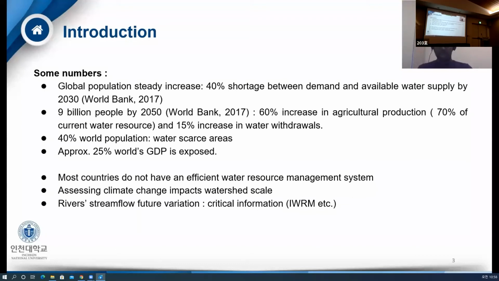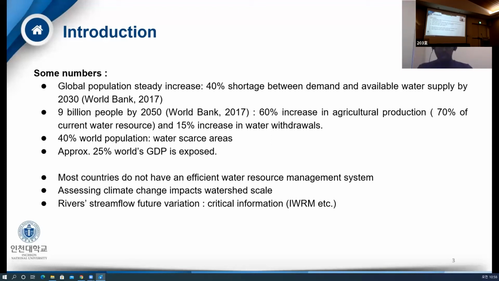However, water scarcity is already a challenge for most countries. Now they need to take the increased demand as a critical factor for water management. Precisely, in 2017, researchers estimated that 30% of the world population live in water scarce areas, and approximately a quarter of the world's GDP is exposed to this challenge. Therefore, assessing rivers' stream flow future variation information is critical, especially in integrated water resource management and hydraulic infrastructure designing.